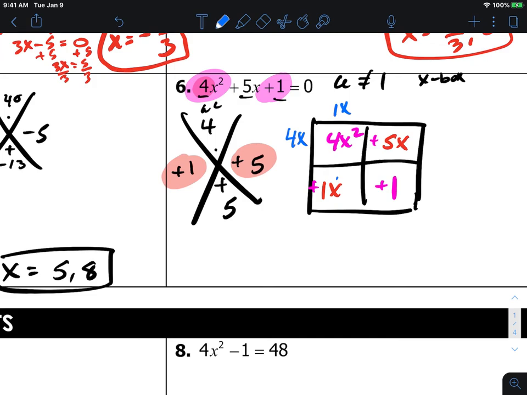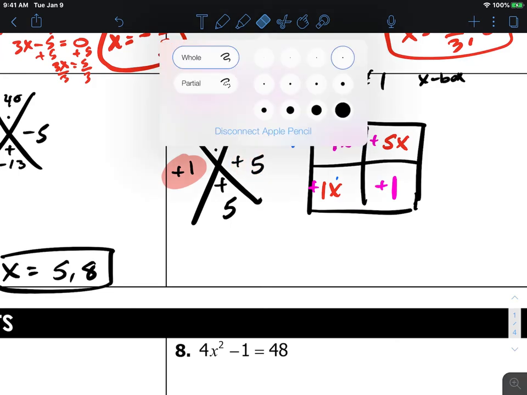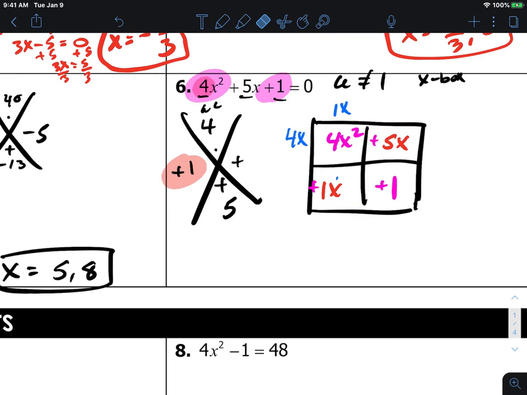Wait a minute. Why didn't you correct that error? What am I doing? 1 times 5. Goodness gracious. Big mistake. If you caught that, awesome for you. That should be a 4. That should be a 4x. And then it makes a lot more sense. Okay, 4x times what is 4x? Plus 1. So that's 1x plus 1. And then this one has got to be 4x.